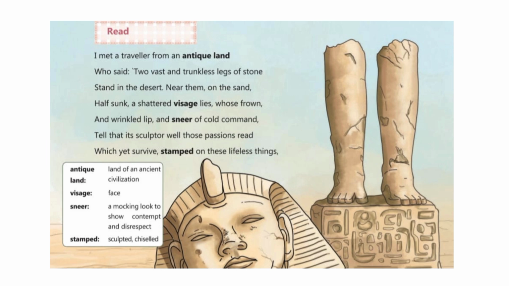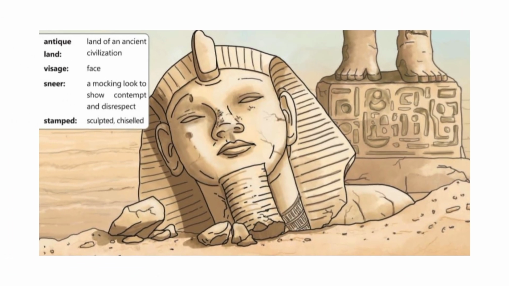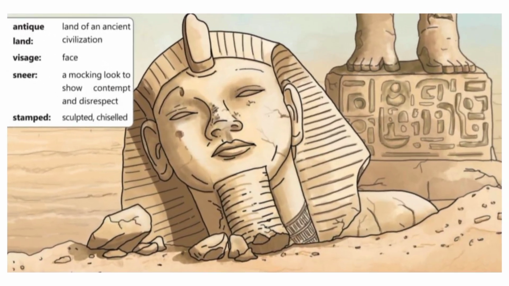In this octave, the poet says that he met a traveller who came from a remote or an ancient land. He told the poet that he saw the remains of a statue in the desert. Two huge legs made of stone stood, and the remaining part of the statue, the upper body part, that means the torso, was missing. Another part of the statue, the face, lay on the sand, half sunken nearby. It was damaged and broken into pieces.